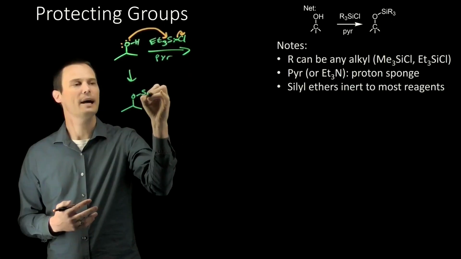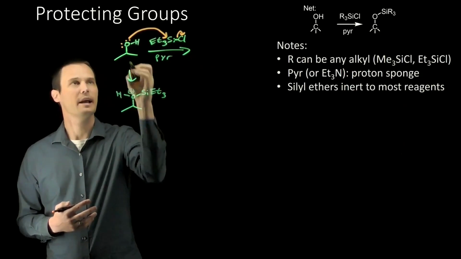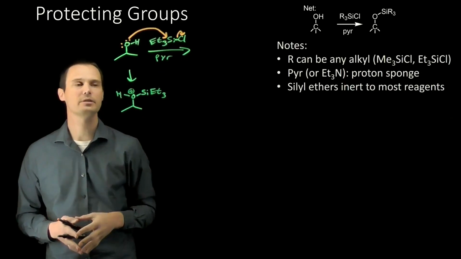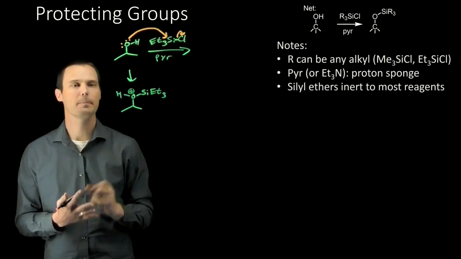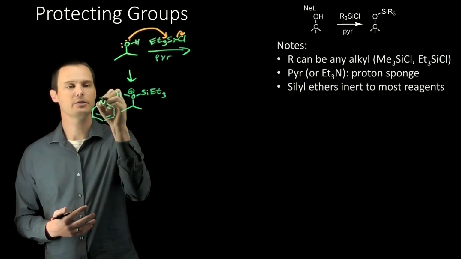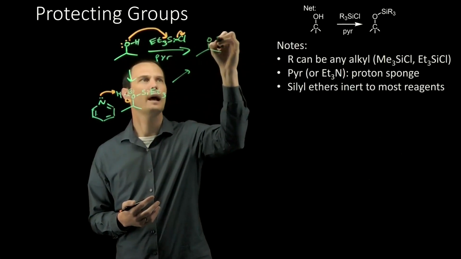That will form a new oxygen-silicon bond, and we still have 3 ethyl groups attached. We still have the hydrogen attached to the oxygen. We don't have any arrows showing the loss of that hydrogen, so the hydrogen is still there, and now oxygen has a positive charge. Pyridine then will act as our proton sponge to sop up the acidic hydrogen, neutralizing the alcohol and forming our protected alcohol product.